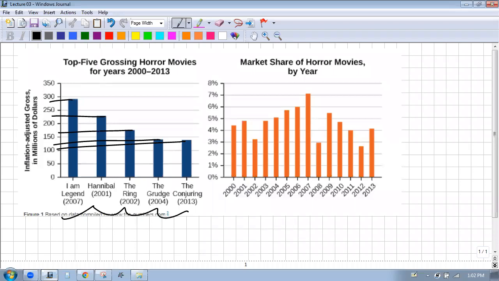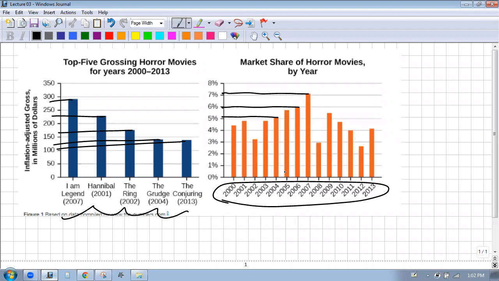Over here, these 14 years, those are the domain. And the range is all these possible outcomes. It could be 7.1%, 6%. So there's 14 percentages in the range. There's 14 years in the domain, all right? That's it. Piece of cake.